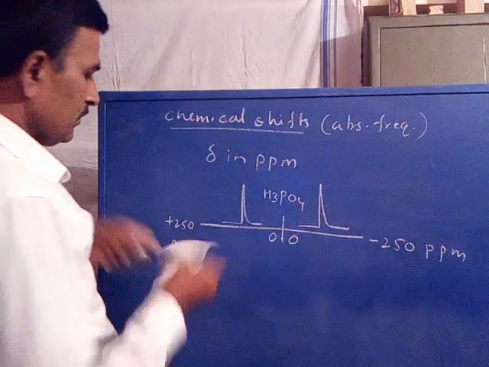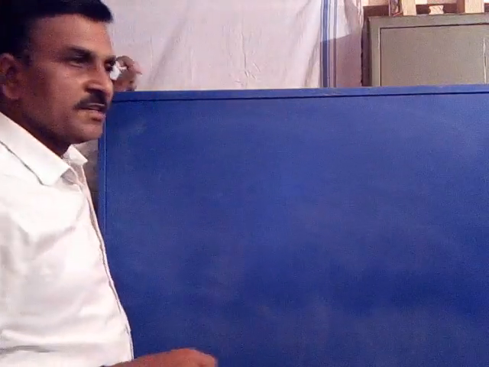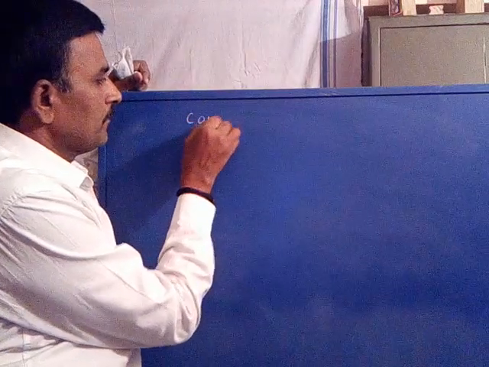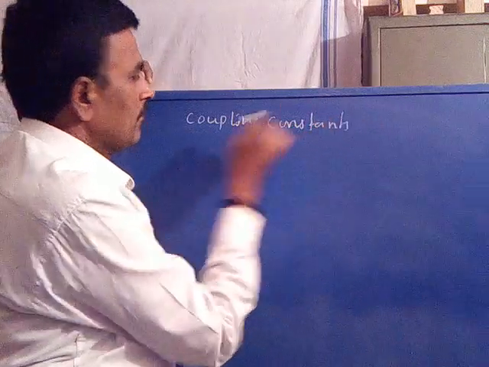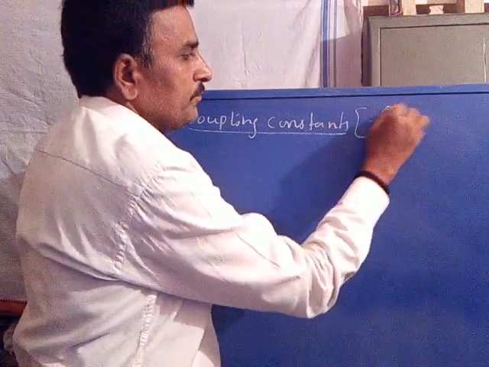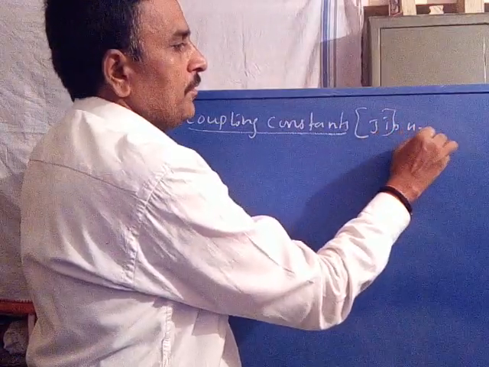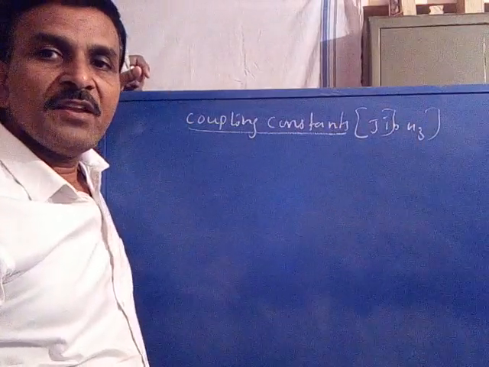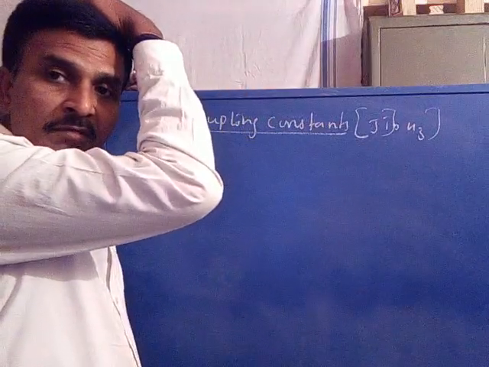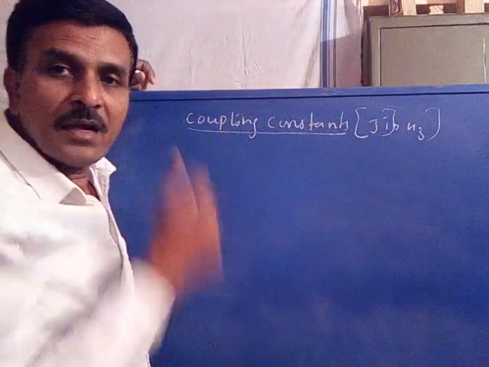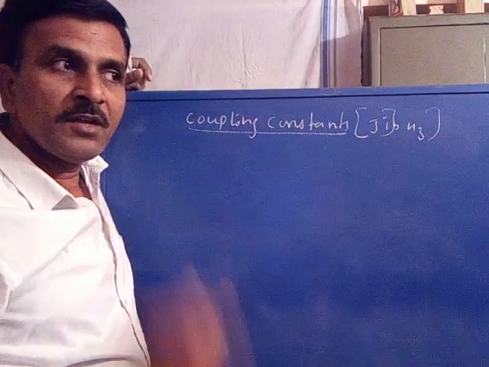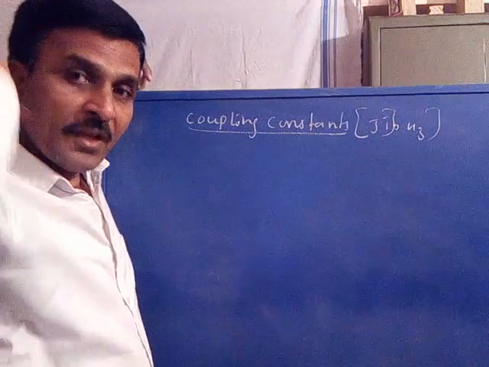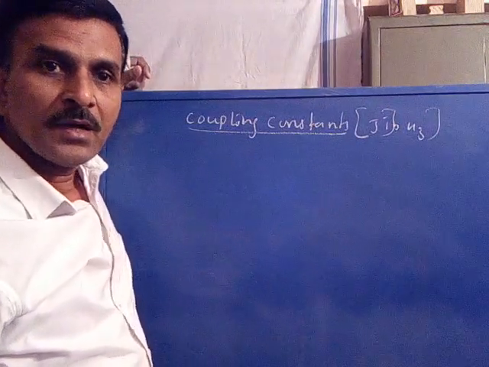Now coming to a brief discussion about coupling constant. That is J in Hertz units. What is J? The frequency difference between any two lines within one multiplet signal is constant. That constant distance is called the coupling constant. As it is a frequency difference, it is measured in Hertz units, represented with capital J. J stands for coupling constant.